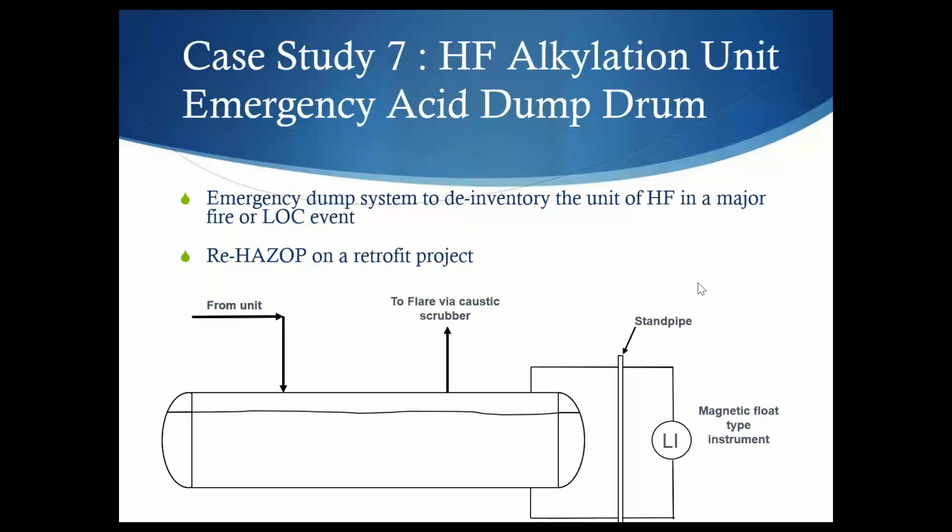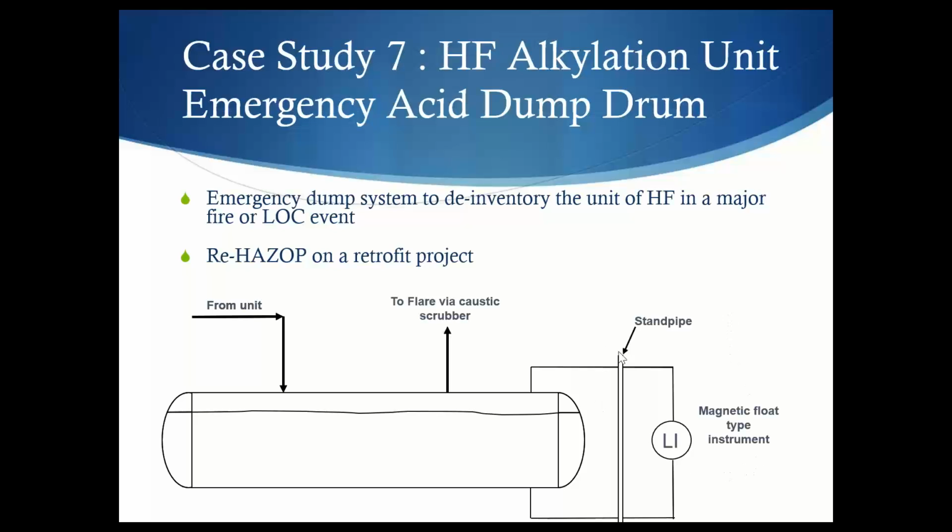Okay, so coming on to the last couple of case studies, and then I'll finish up. So this one was an acid dump system, again back to the HF alkylation unit. This was basically a waste system, or a flare type system, where it dumps the contents, and it mixes various things in this drum, and then some of the gases are flared via a caustic scrubber just to clean them up.